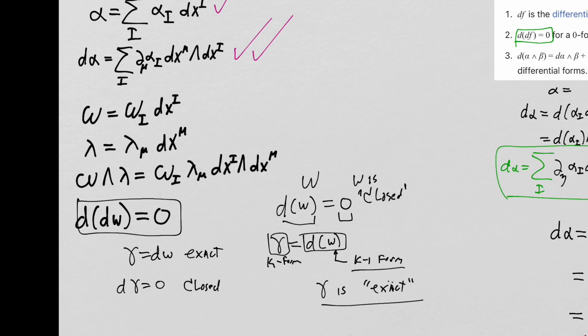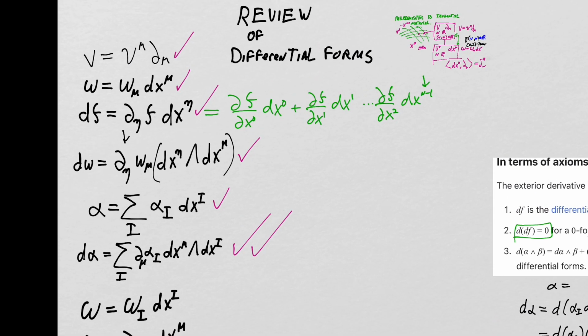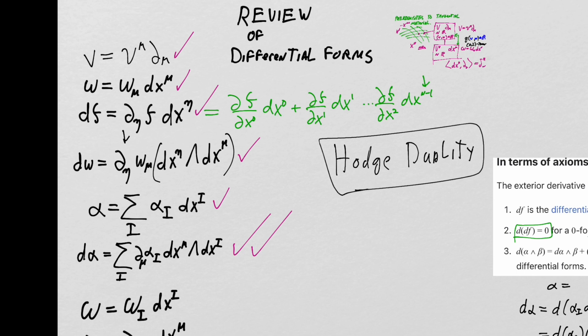Okay, what am I missing here? This review so far is missing the notion of Hodge duality, and that's too big a topic to proceed with now. So we will begin our next lecture with a review of Hodge duality, and then I think we'll have everything we need to do Maxwell's equations. All right, so I'll see you next time.